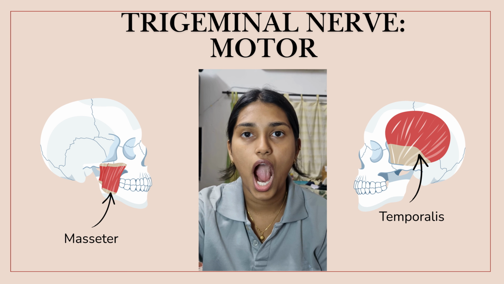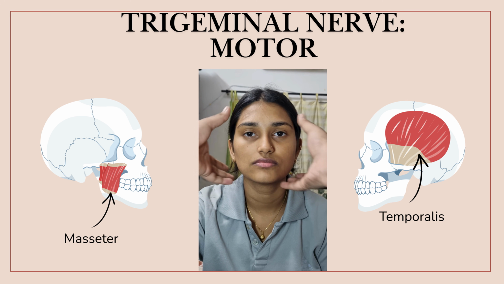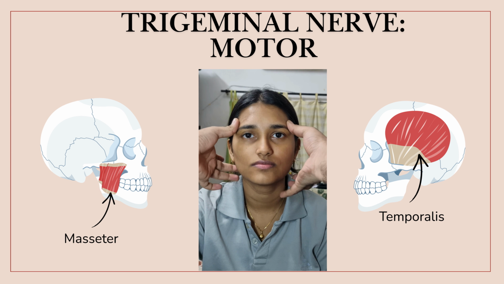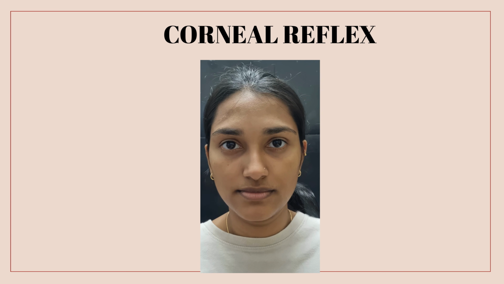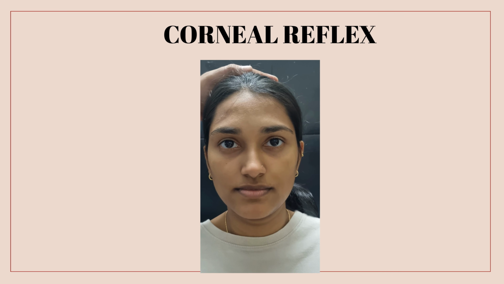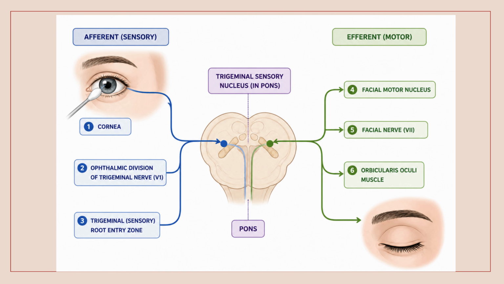Next, we assess the motor component. Ask the patient to clench their teeth while you palpate the masseter and temporalis muscles. You can also assess jaw movement against resistance. Another important test associated with cranial nerve 5 is the corneal reflex. The afferent limb is carried mainly by the ophthalmic division of cranial nerve 5. The efferent limb is carried by cranial nerve 7.